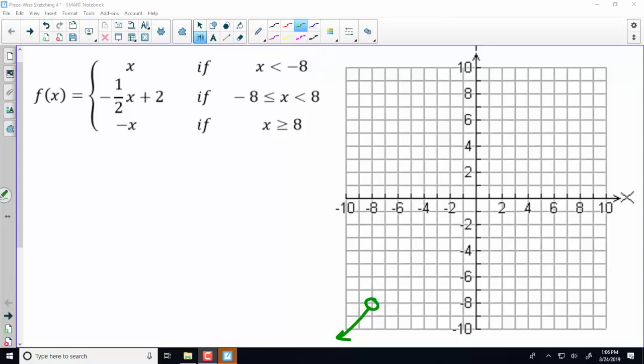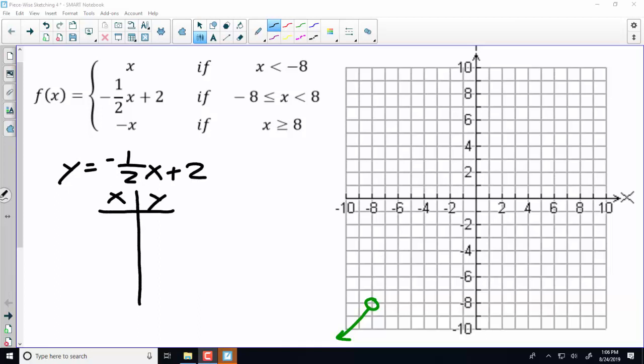And let's take a look at this second piece. This is a bit of a nuisance. Y equals -1/2 x plus 2. Well, in order to get that, what I think I'll do is plug in both a -8 and an 8. Now that's allowed to get 2 points that will help us draw the graph. If I plug a -8 in there, -8 times -1/2 is +4, plus 2 is 6. Now if I plug an 8 in there, -1/2 times 8 is -4, plus 2 is -2.